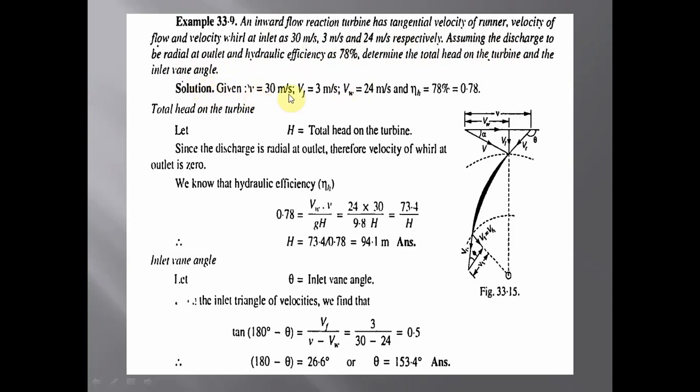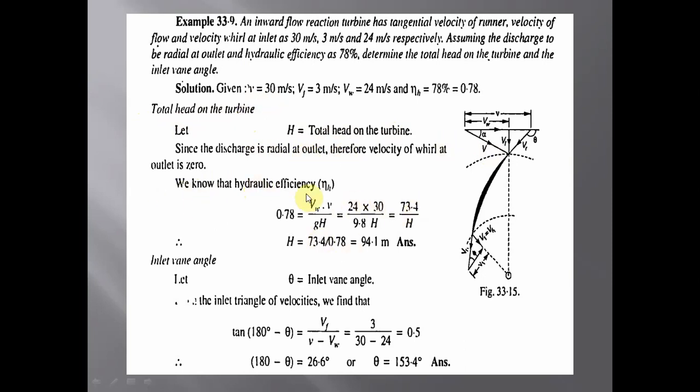So given V is equal to 30 meters per second, Vf is equal to 3 meters per second, Vw is 24 meters per second, and efficiency is 78%, that is 0.78. So the total head on the turbine, let H equal the total head on the turbine. This is the velocity triangle at inlet, and this is the velocity triangle at outlet. Since the discharge is radial at outlet, therefore velocity of whirl at outlet is 0.